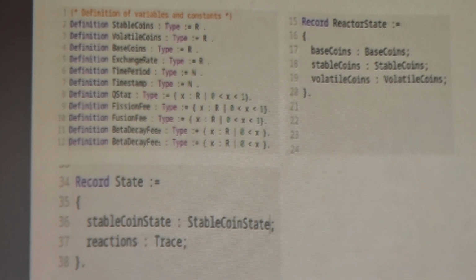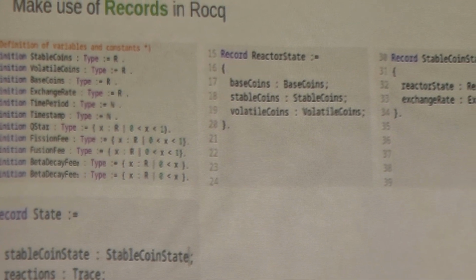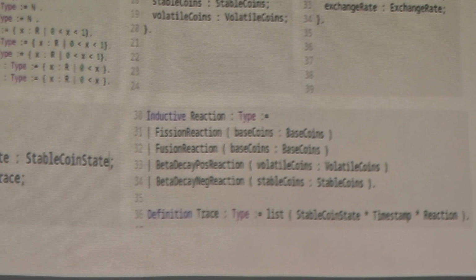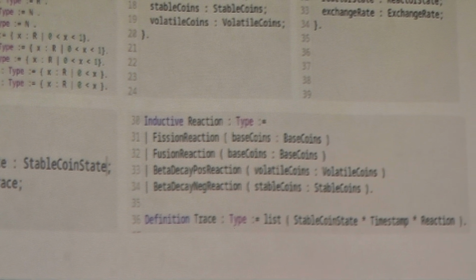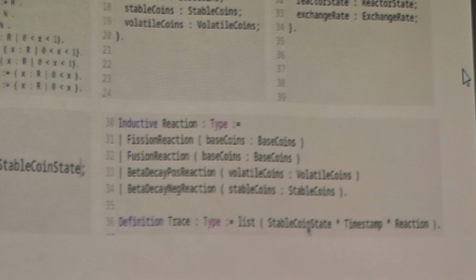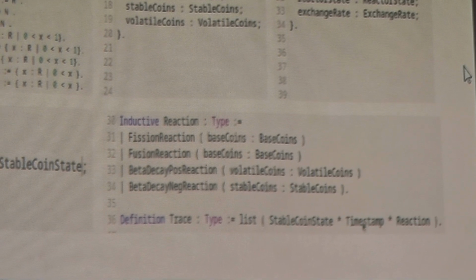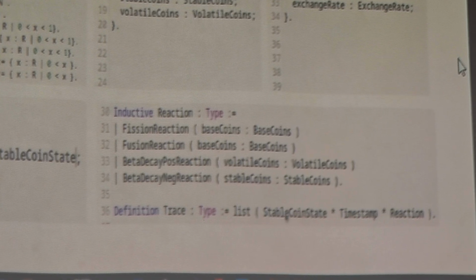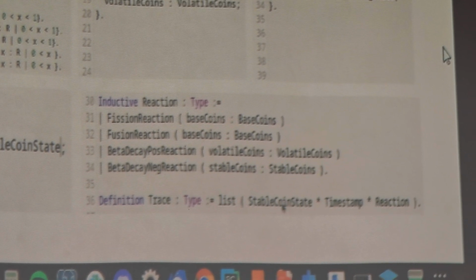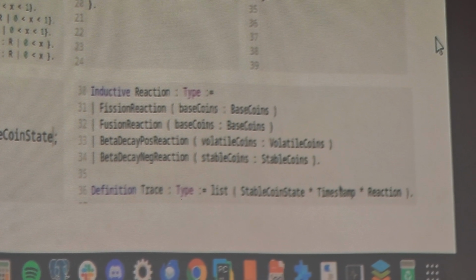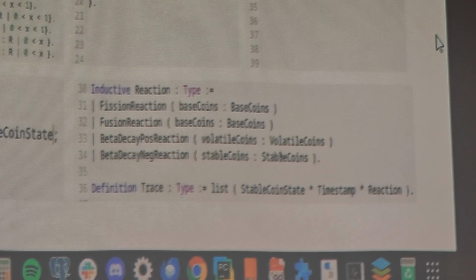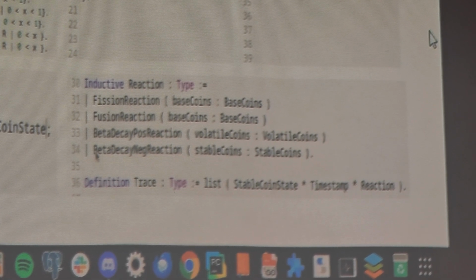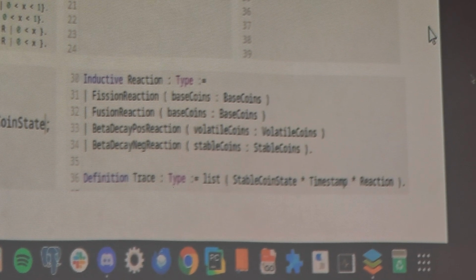This is how I represented the reactor state, the stablecoin state, and this is how I represented the trace, which, as you can see, it's just a list of reactions that happened in the past. So it's a list of tuples, and every tuple consists of a stablecoin state, a timestamp, and the reaction. And the reaction is defined above, which could be a fission reaction, fusion reaction, or the beta decay reaction.